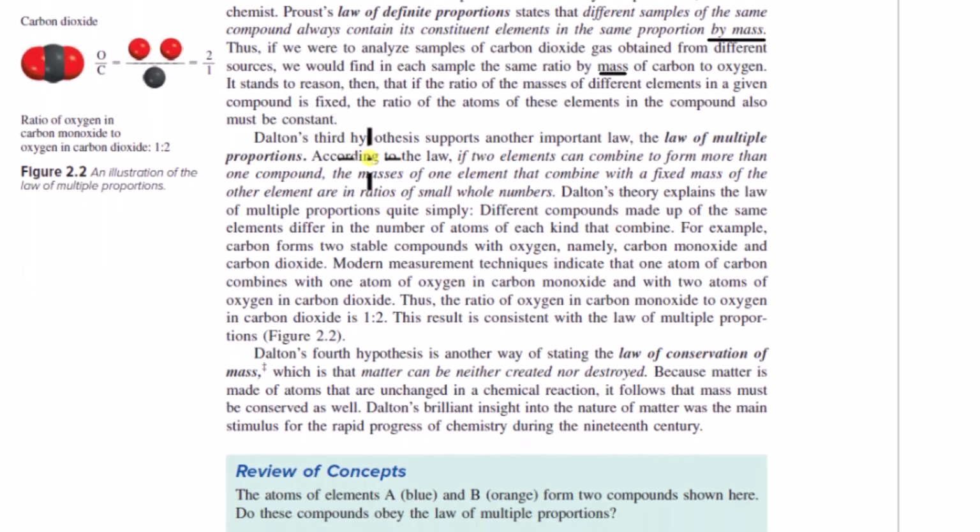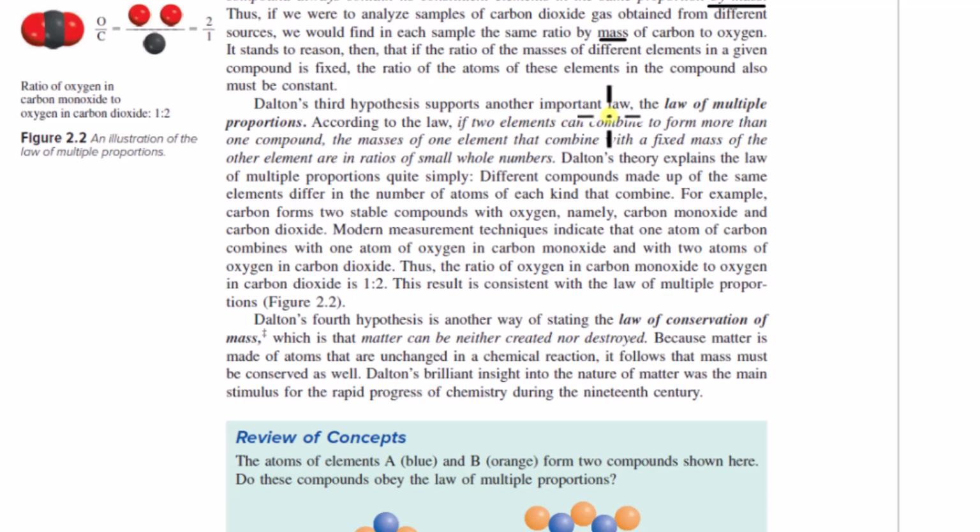Dalton's third hypothesis supports another important law, the law of multiple proportions. So I believe Dalton stated this law in 1803. Okay, so according to the law, if 2 elements can combine to form more than one compound, the masses of one element that combine with a fixed mass of the other element are in ratios of small whole numbers.